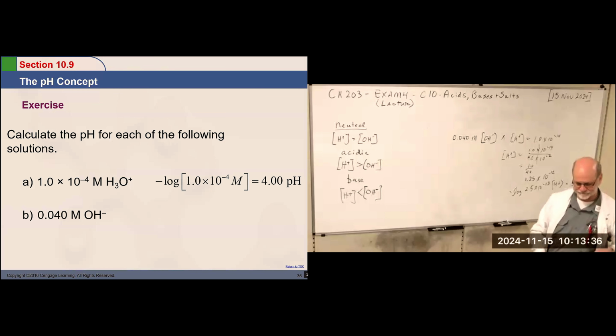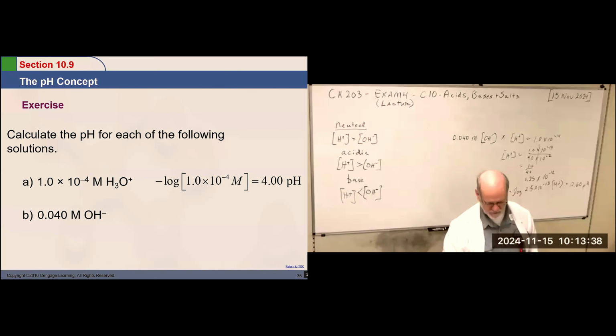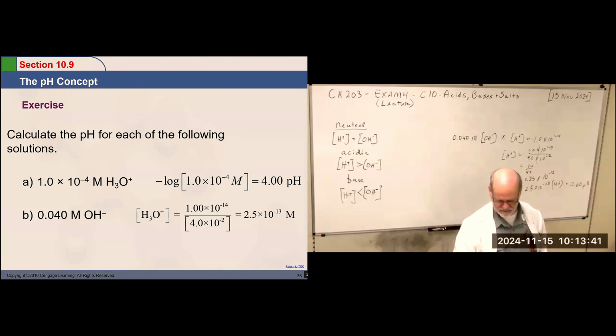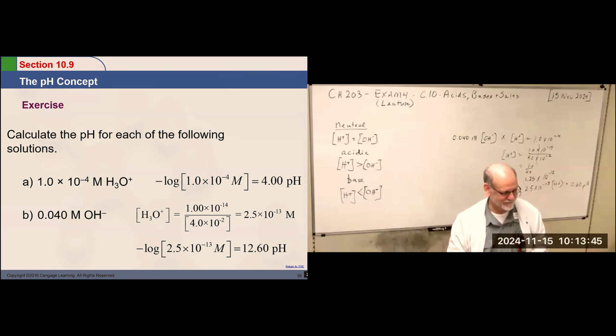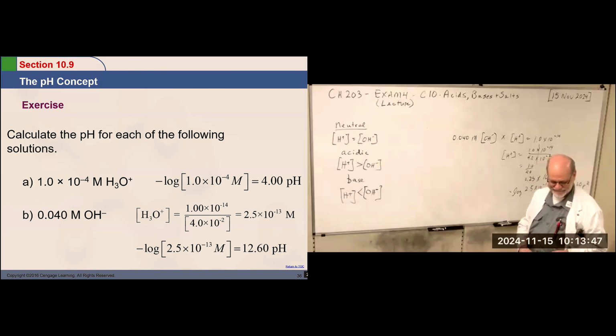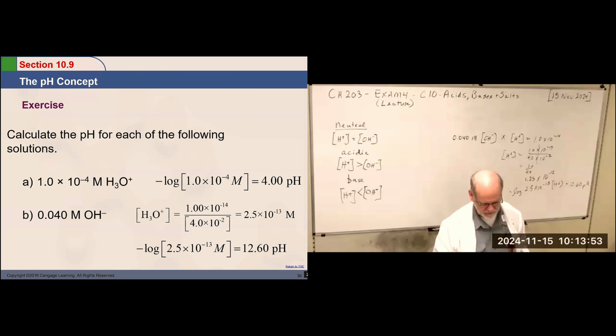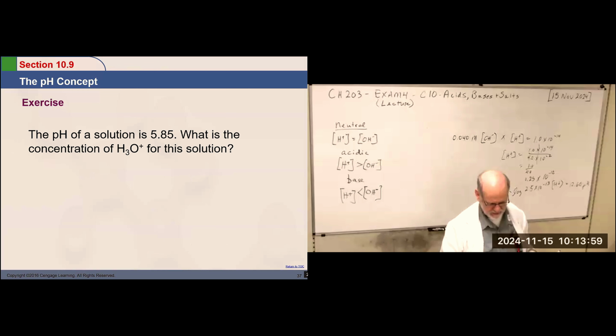Okay. Let's see if it agrees with my animation. There we go. Okay. That's the longhand way of doing that calculation.